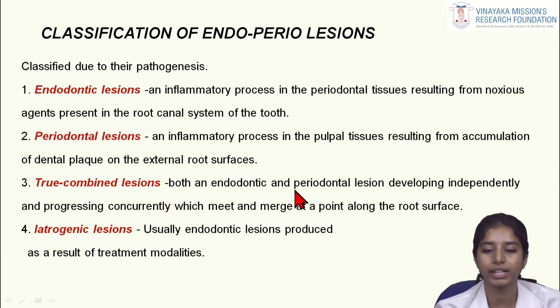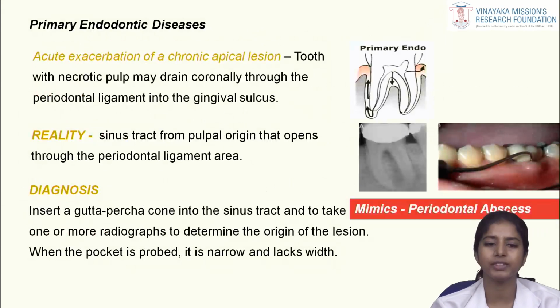It is both an endodontic and a periodontal lesion, developing independently and progressing concurrently, which meet and merge at a point along the root surface. And then we have iatrogenic lesions, which is the final one. They are usually endodontic lesions produced as a result of treatment modalities. Then we are going to see in detail about each class.